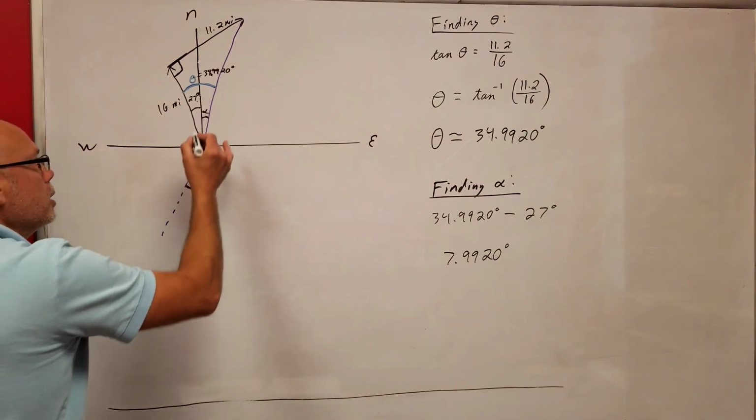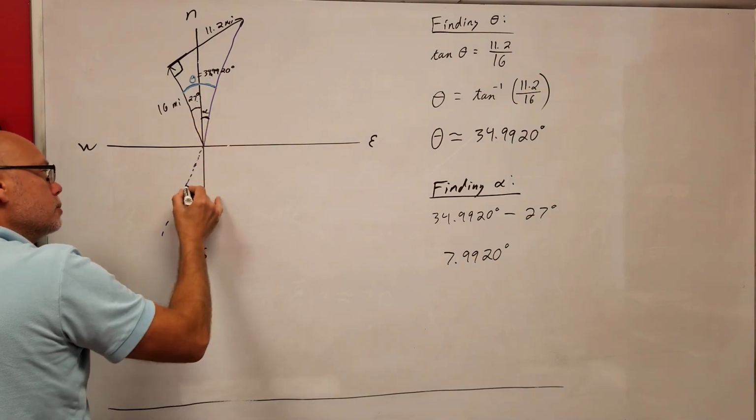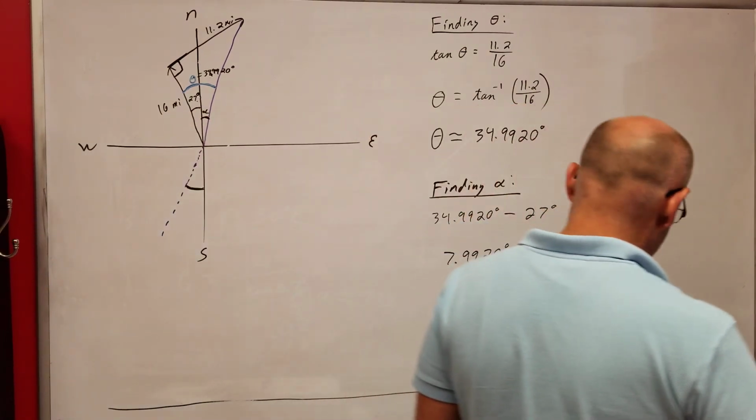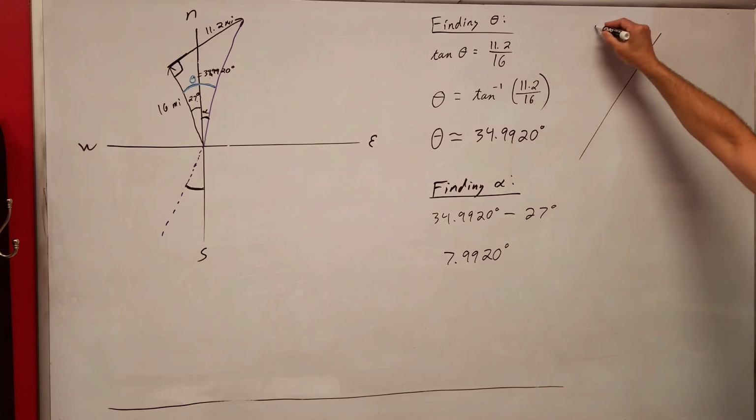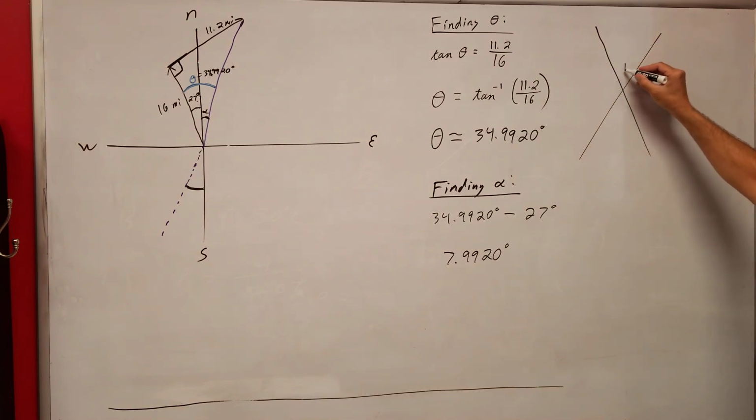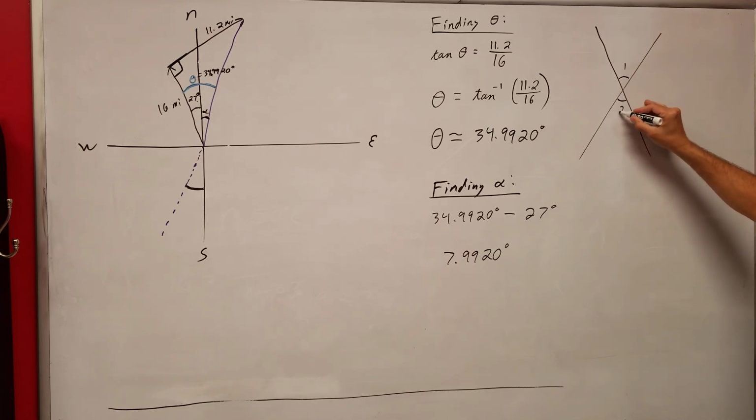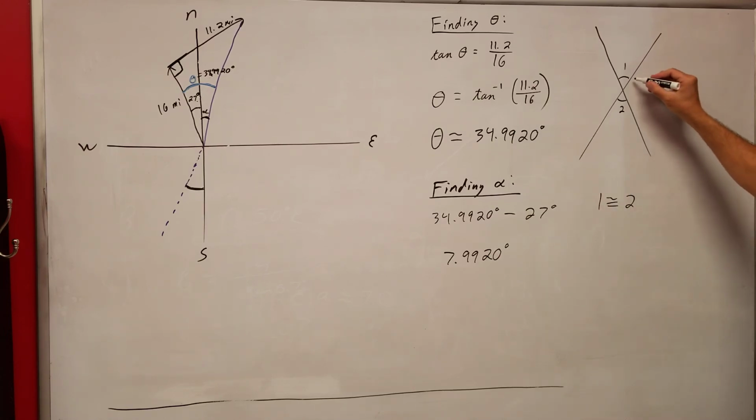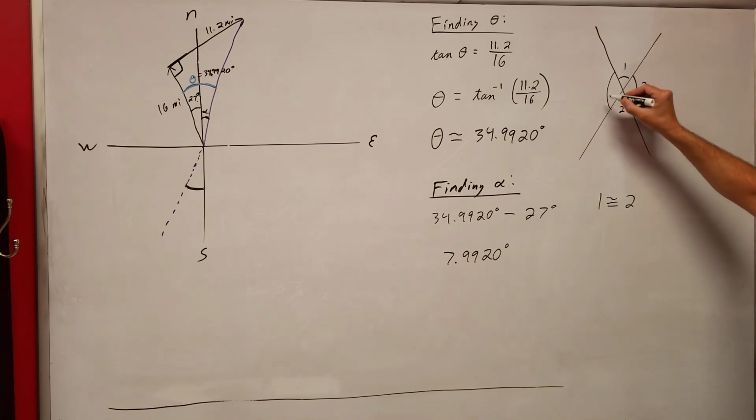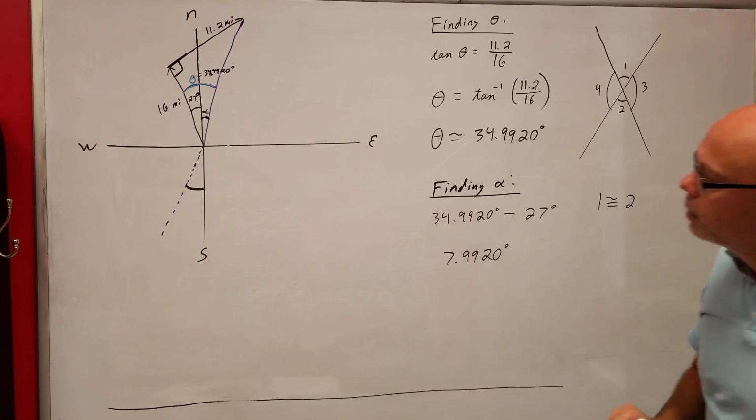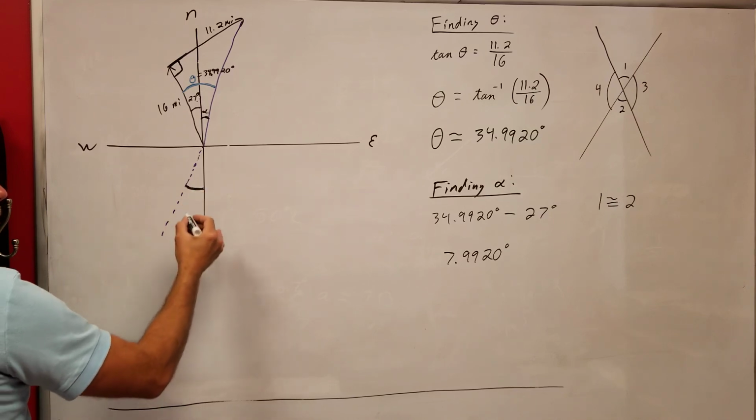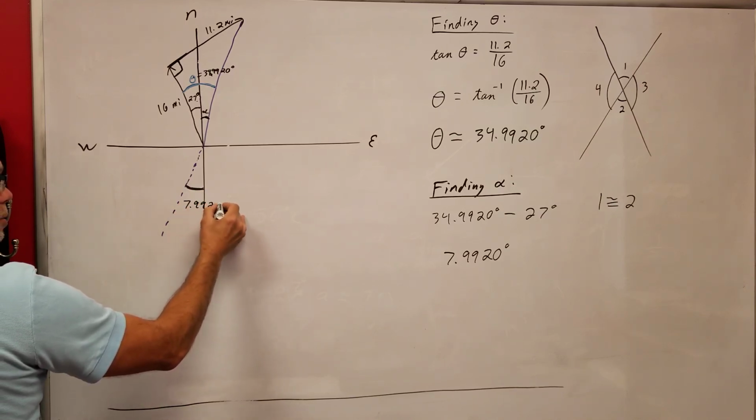Now, what do we know about this angle alpha right here and this angle right here? They're what we call vertical angles. Think back to elementary school. You had angles like this. Say this was angle 1 and this was angle 2. Those are vertical angles, and angle 1 was congruent to angle 2, right? The same thing here. Angle 3 has the same measure as angle 4 because those are vertical angles. Angle alpha is a vertical angle with this angle, so it's going to have the same measure. So this one will be 7.9920 degrees right here.